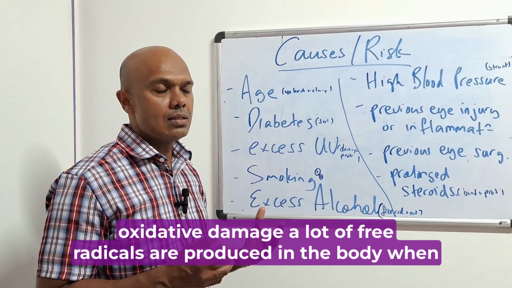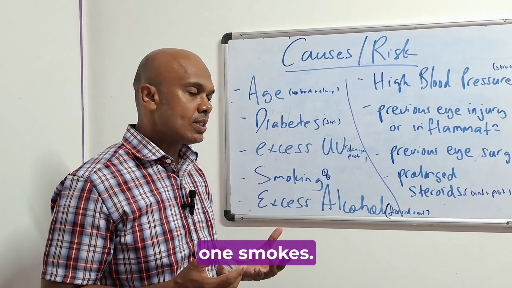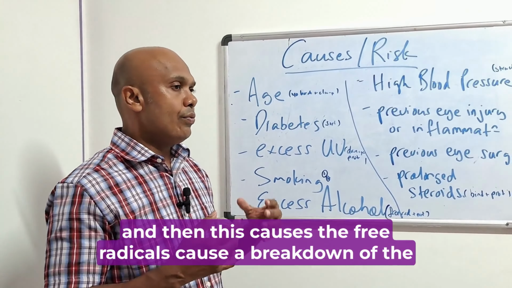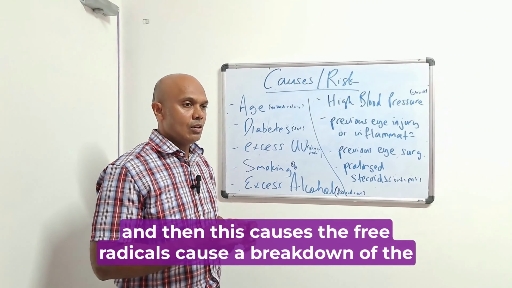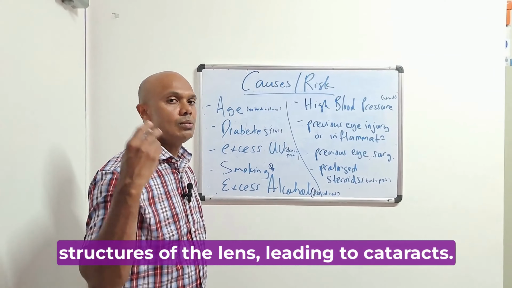Smoking leads to a lot of what is called oxidative damage. A lot of free radicals are produced in the body when one smokes, and these free radicals cause a breakdown of the structures of the lens, leading to cataracts.